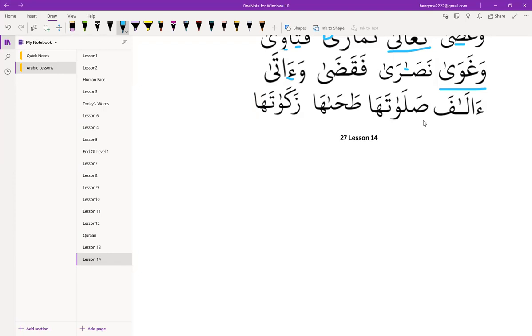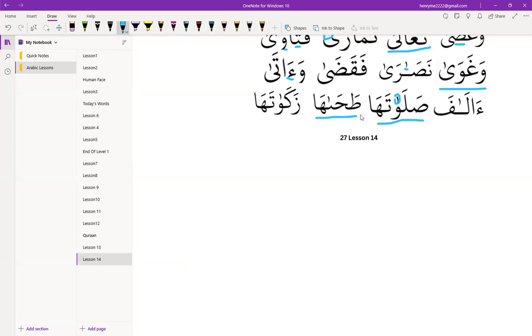This one here, salawataha. I read it wrong for a reason. You can't read it like this. The wa actually will be silent. It's not salawataha, it's salataha. You remember the alif, when it comes on top of the wa, the wa becomes silent. So it will be salataha, not salawataha.